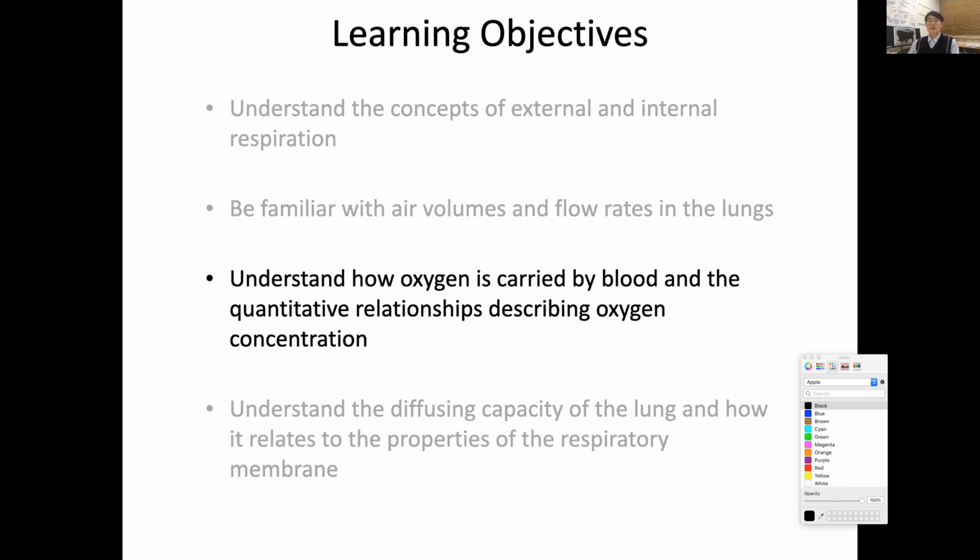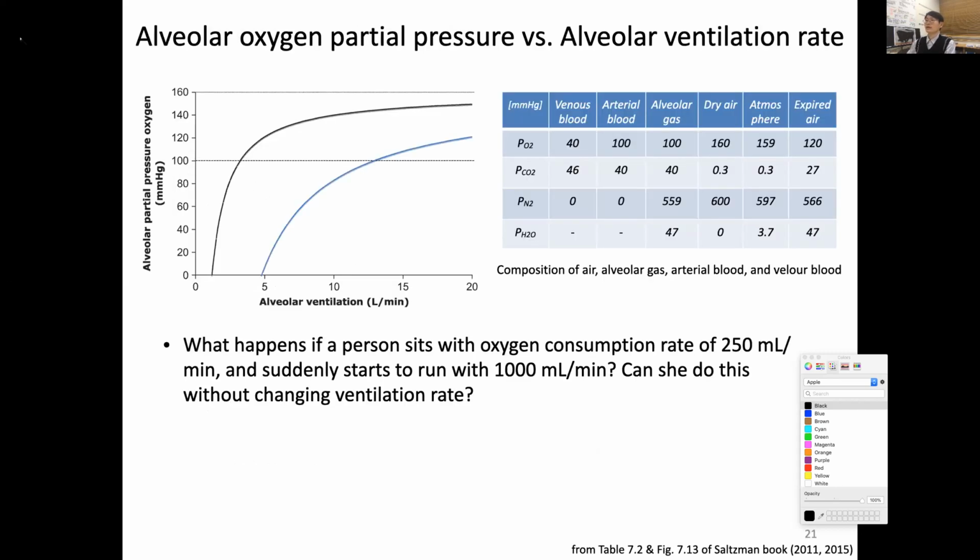Now, let's continue understanding how oxygen is carried by the blood and the quantitative relationships describing oxygen concentration. For that, here is alveolar oxygen partial pressure versus alveolar ventilation rate, which I described in a previous board exercise, and the relationship between alveolar ventilation rate and alveolar partial pressure of oxygen will look like this shape.